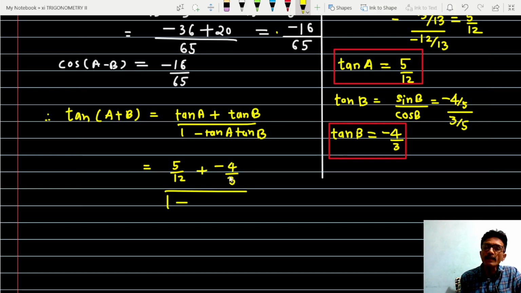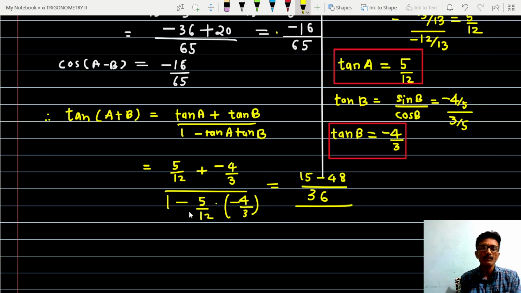1 minus tan A. Tan A is 5 upon 12. And what is tan B? Minus 4 upon 3. Okay, so what will be the LCM of the denominator? Here 36 will be the LCM of the denominator. Here 15 minus 48, divided by, here LCM is 36.